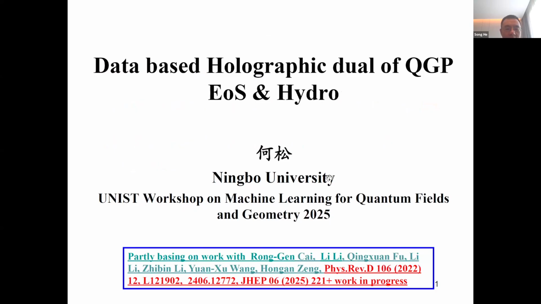This talk is based on the collaboration with Professor Ronggen Cai from Ningbo University, and also Li Li from ITP in Beijing, and my students Fu Qinxuan, Li Yi, Wang Yuanxu and Zheng Hong'an. This talk is mainly based on this work, and I will also try to report some recent progress in this direction.